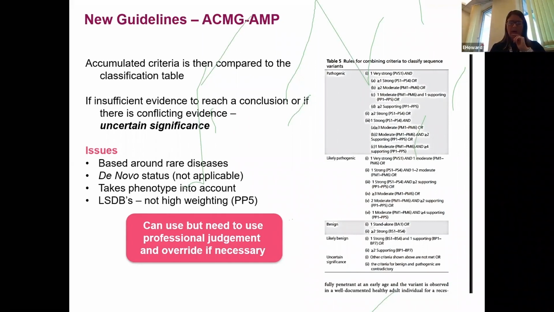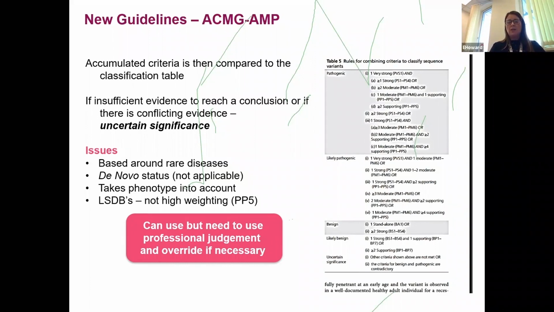One thing to highlight is if your variant doesn't meet any conclusions, then that remains at uncertain significance, which would be class 3. There are some issues around this. Like I said before, they're based around rare diseases. De novo status is not applicable for HRR genes.